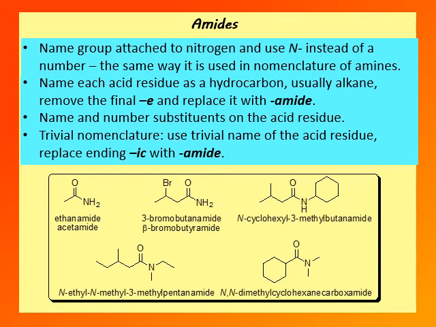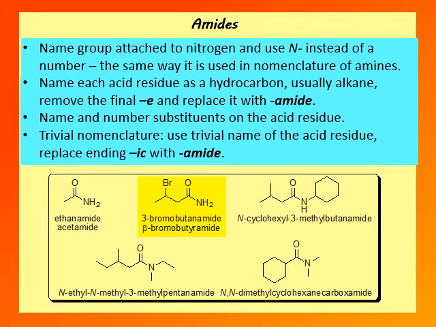Here are some examples. A very simple example: a 2-carbon primary amide. So 2 carbons, that's ethane. We drop the final E and replace it with amide. This becomes ethaneamide. Trivial nomenclature: the 2-carbon acid is acetic acid. We drop IC, replace it with amide. It becomes acetamide.